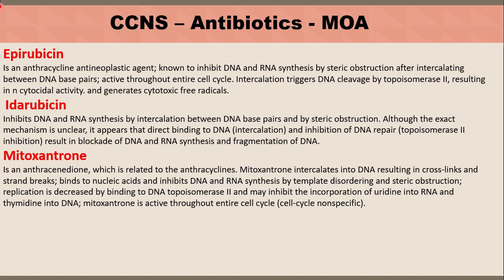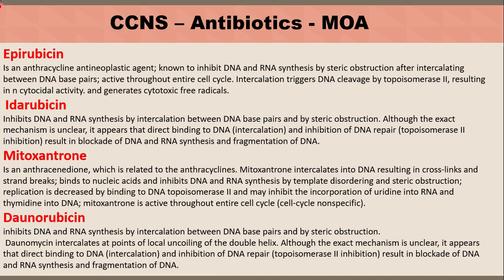Mitoxantrone is an anthracenedione which is related to the anthracyclines. Mitoxantrone intercalates into DNA, resulting in crosslinks and strand breaks, binds to nucleic acids, and inhibits DNA and RNA synthesis by template disordering and steric obstruction. Replication is decreased by binding to DNA topoisomerase 2 and may inhibit the incorporation of uridine into RNA and thymidine into DNA. Mitoxantrone is active throughout the entire cell cycle as a cell cycle non-specific chemotherapeutic agent.